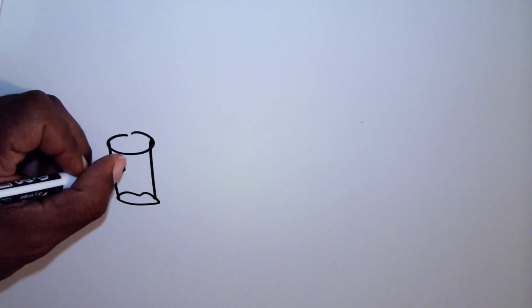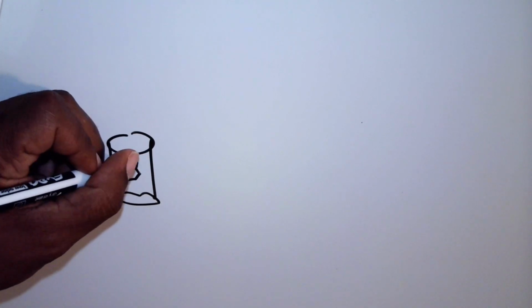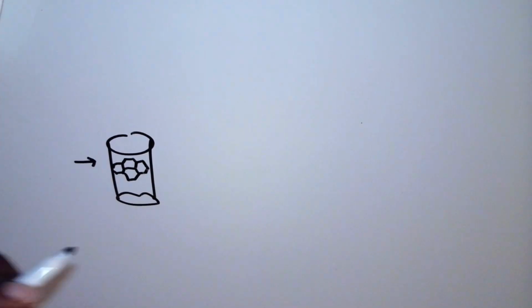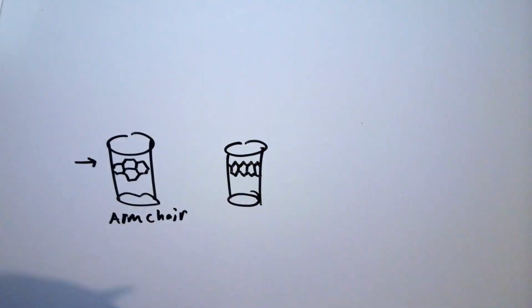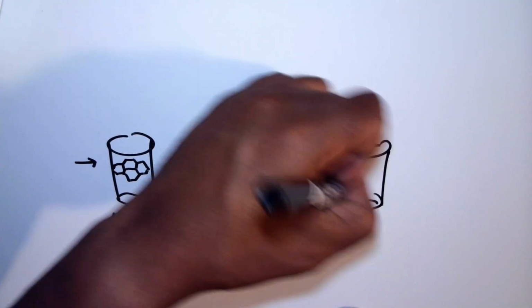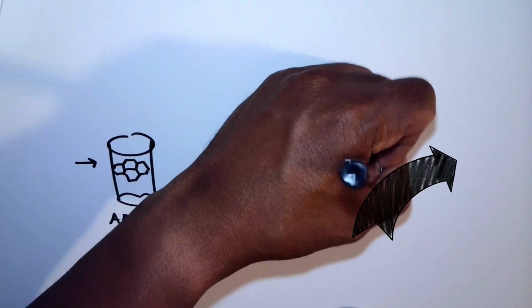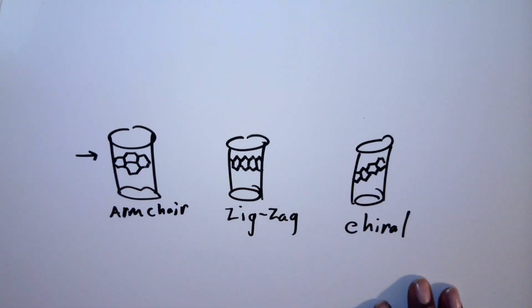These hexagonal patterns can be arranged in 3 general orientations: armchair, which gives a flat or horizontal direction in the design, zigzag, which gives a vertical direction in the design, and chiral, which gives an angle direction in design.